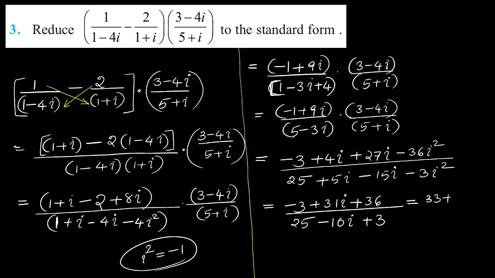33 plus 31i divided by 25 plus 3, 28, minus 10i. Again, you have to do the division. You will be getting a very large number, but it is taken from the textbook. So now the division is remaining. All of you please write down till this step. If you are 100% clear till this step, please raise your hand.